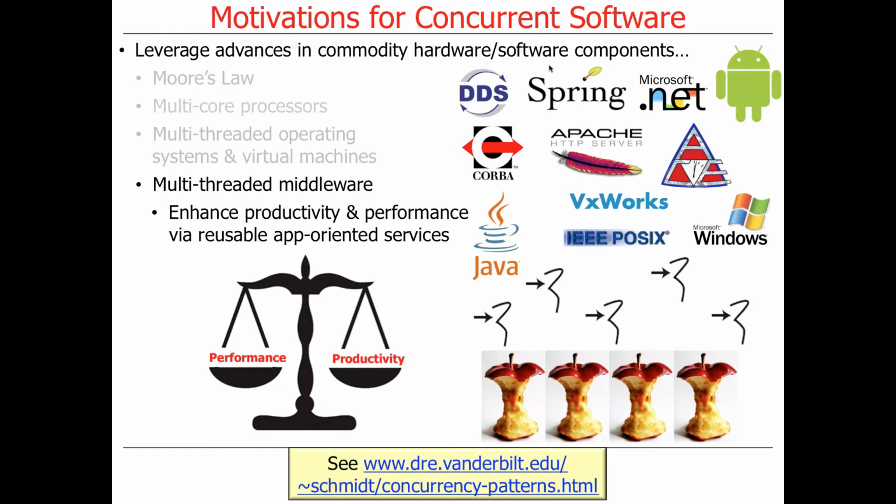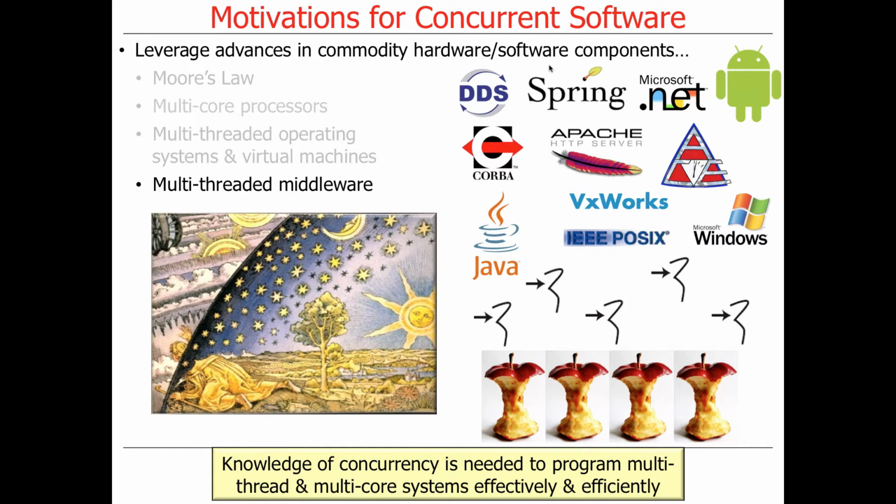You as an application developer never get anywhere near the hardware cores. You as an application developer rarely get anywhere near the multi-threaded operating systems and virtual machines. You as the application developer focus on programming to APIs, application programmatic interfaces that are part of frameworks and platforms that are middleware. And the goal of the middleware is really to balance this trade-off between performance, in other words, running things efficiently for computers, and productivity, making humans able to write software correctly and maintainably more rapidly.